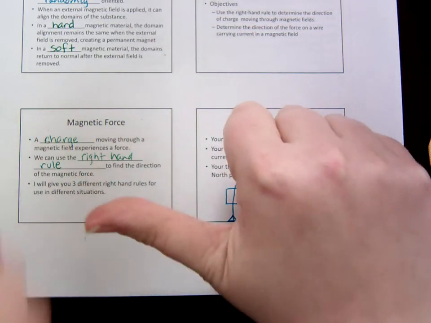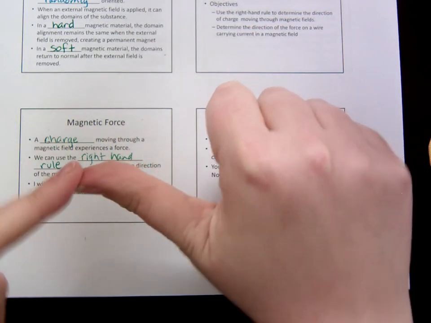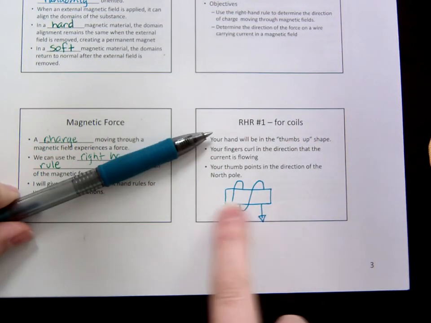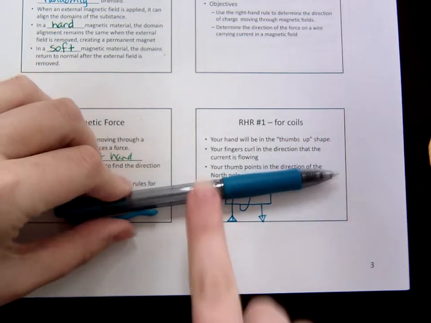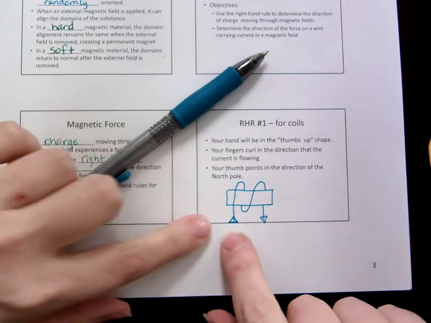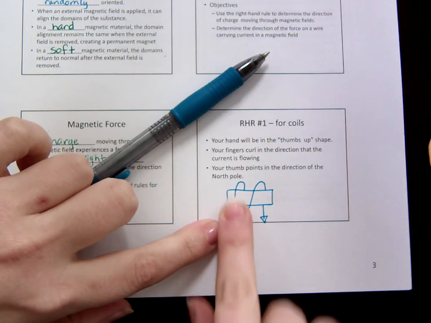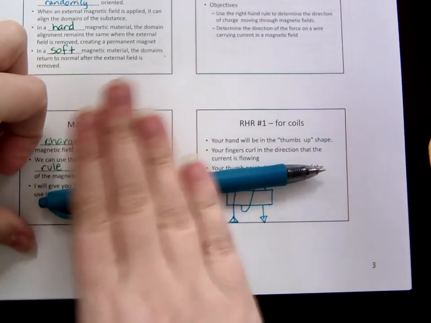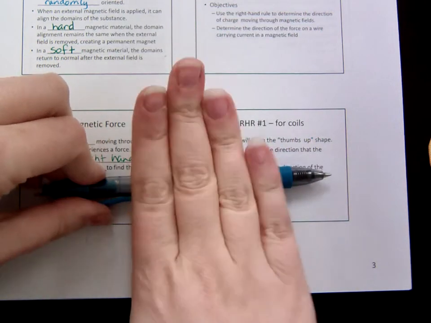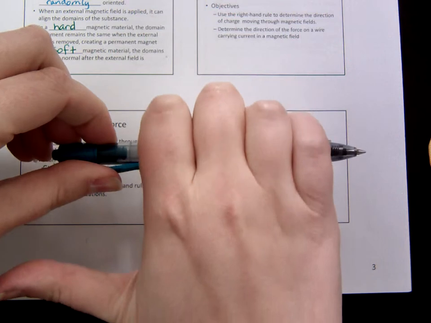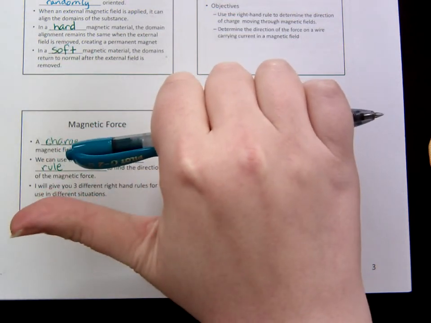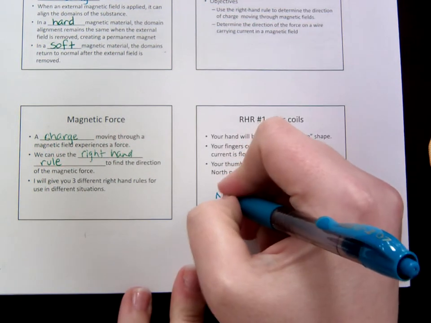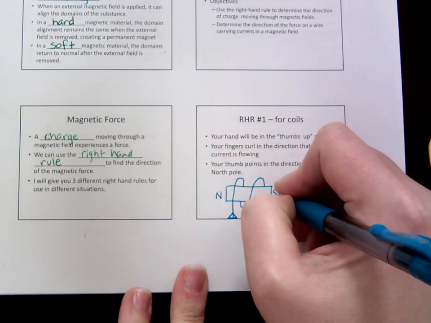So again, hand is in the thumbs up shape, thumb is your north pole, fingers curl in the direction of your current. And I usually pretend that my pen is that little rectangle. So my current is going up in front and then down back behind it. So if this side is the front, my fingers are going up in front and then down behind. And when I grab my pen like this, it makes my thumb point to the left side. Therefore, this would be the north pole of my magnet and this would be the south pole of my magnet.